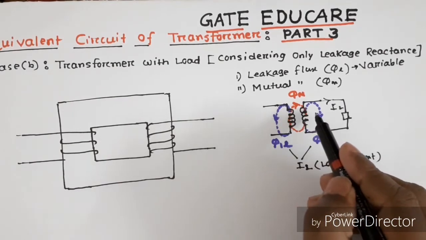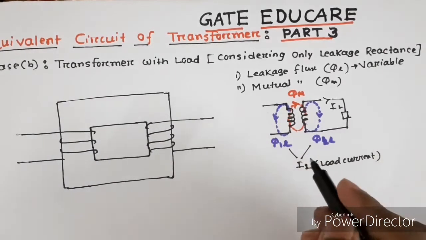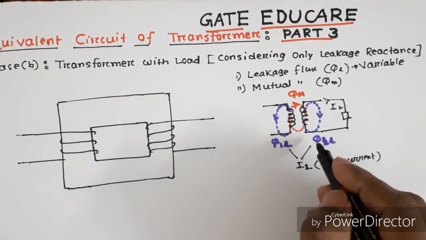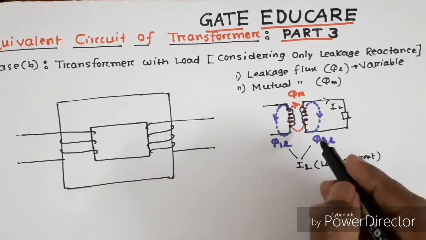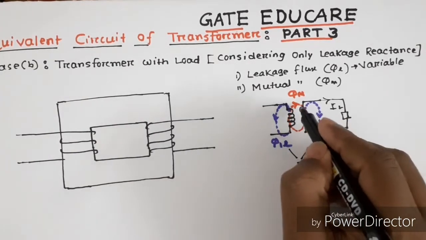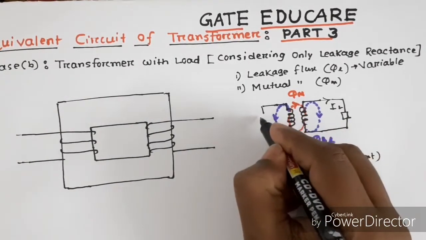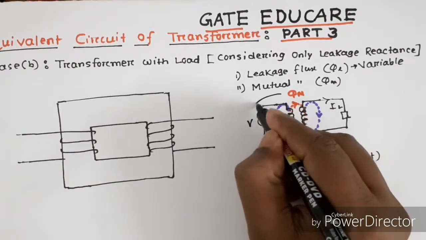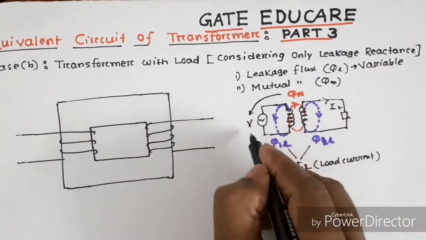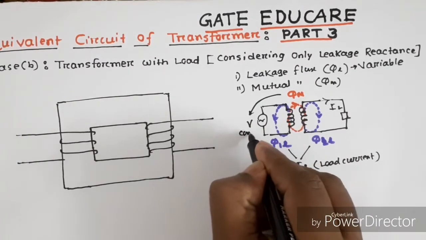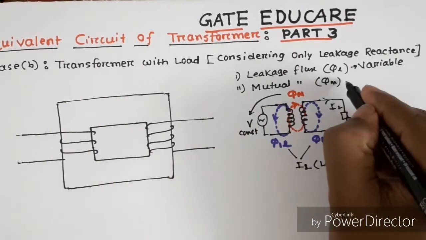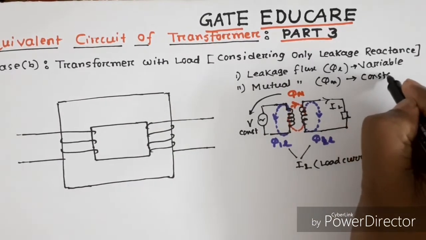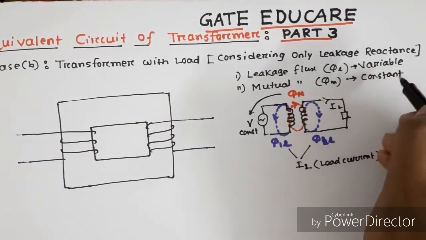Another point, the leakage flux is in phase with the respective load current, whereas the mutual flux phi of M depends upon the supply voltage V. Mutual flux depends upon V. Since supply voltage V is constant, therefore mutual flux is also a constant term.